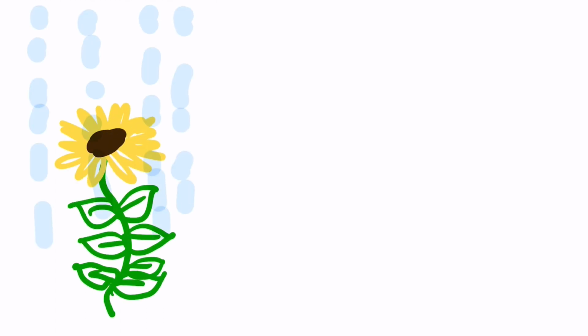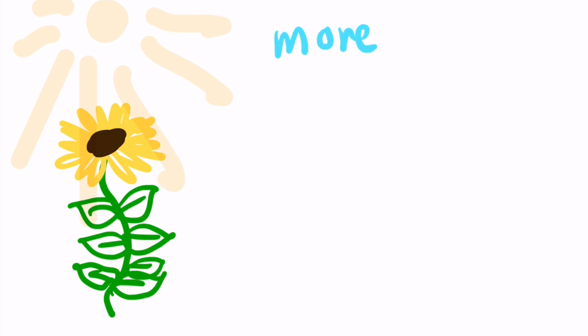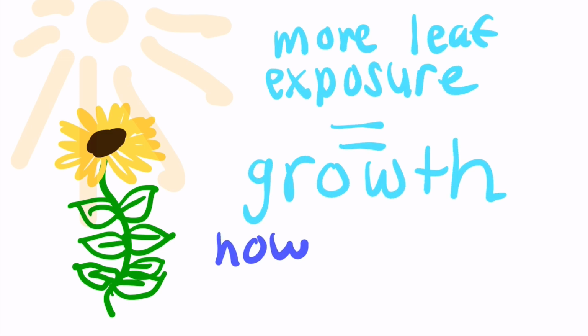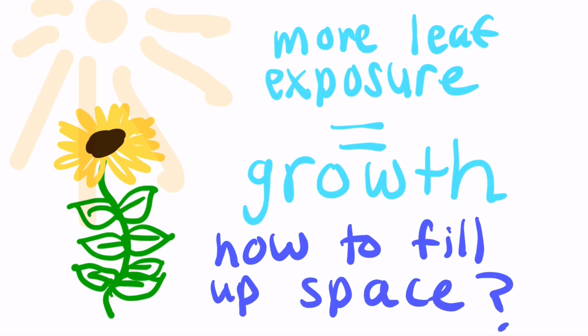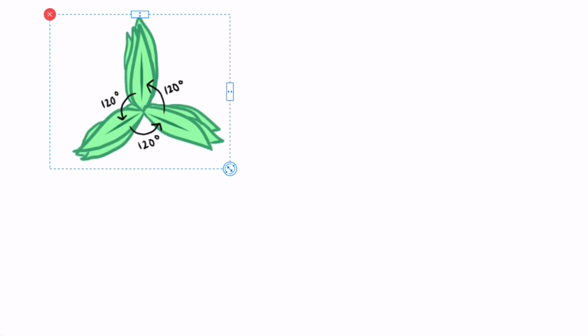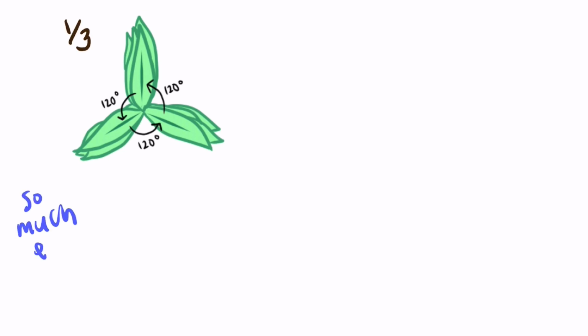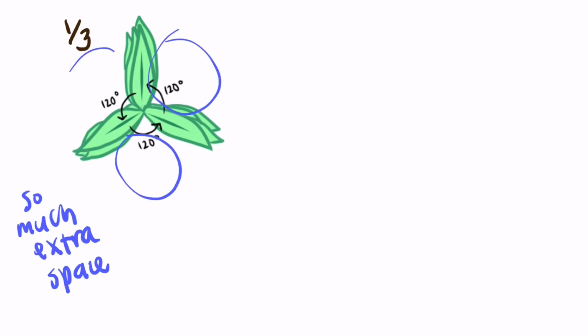Plants need water and sunlight to grow, and they get those through leaves, so more leaf exposure equals more growth. Since leaves grow in a spiral, the question becomes, how far apart should they grow to fill up the most space? If they're 1/3 of a full turn apart, it would look something like this, where there are 3 groups of leaves. This doesn't fill up a lot of space, and the leaves below the top 3 would barely get any exposure, and after one full turn, the leaves would just overlap each other.